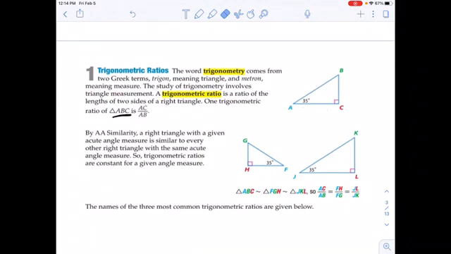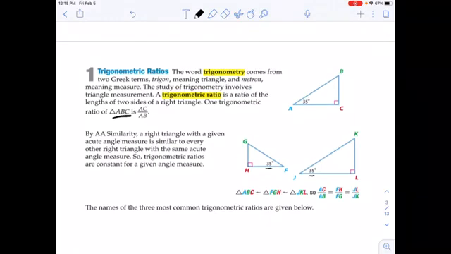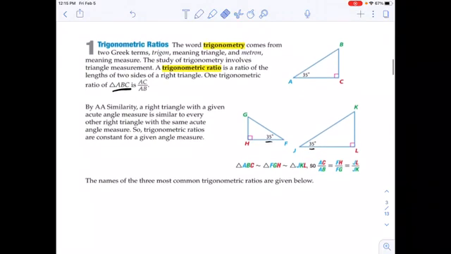So by angle similarity, a right triangle with a given acute angle measure is similar to every other right triangle with the same acute angle measure. So trigonometric ratios are consistent for a given angle measurement. Before, we had the special right triangles, 45, 45, 90 and 30, 60, 90, those are pretty simple proportions that we can set up and solve, but anything that is not those special rights, we need to use trigonometry to find. So notice they marked out similar sides, similar triangles here.